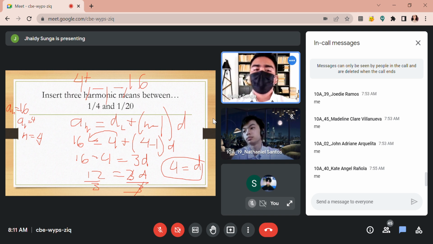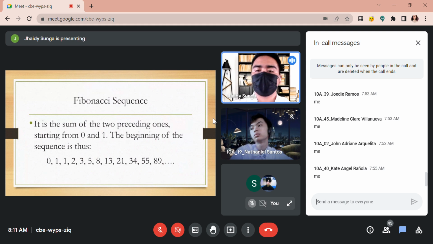Alright. So, harmonic means are just the same as in an arithmetic sequence. No one should be confused. Okay? Alright. So, aside from the harmonic sequence, we have this last sequence. This is really the last sequence. Promise. The last sequence that we have for this first quarter. Now, our last sequence is the Fibonacci sequence. Are you familiar with this one? This is really familiar to us now.